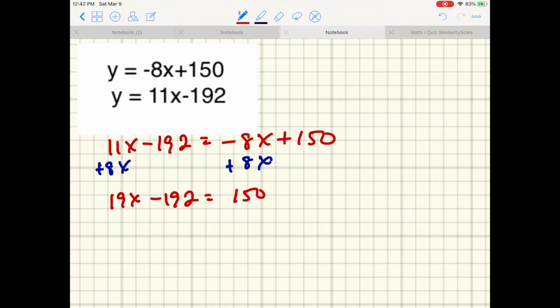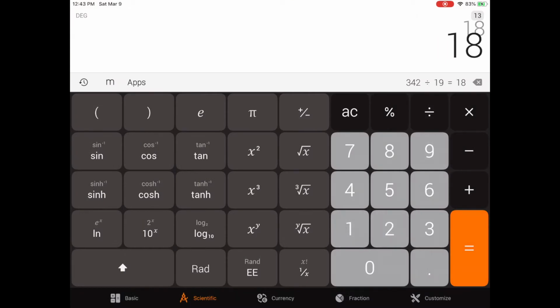I want to get my 19x's alone. I want to get rid of the negative 192. I'm going to add 192 to it to make it 0. And if I add 192 to the left-hand side, I also have to add 192 to the right-hand side. That gives us 0 plus 2 is 2, 5 plus 9 is 14, carry the 1, 342 is equal to 19x. I want to get rid of the 19, which is multiplying the x. So I divide both sides by 19, which is 18.